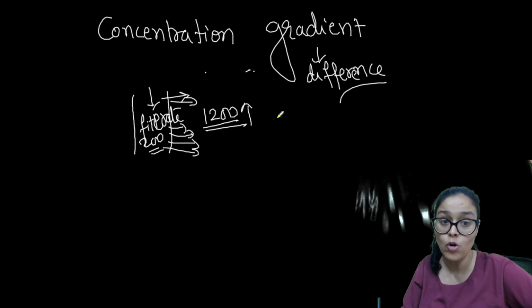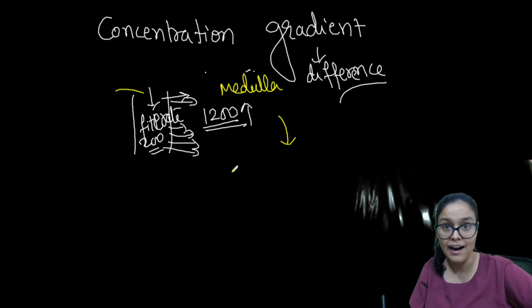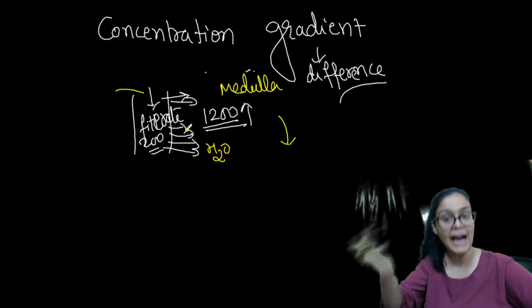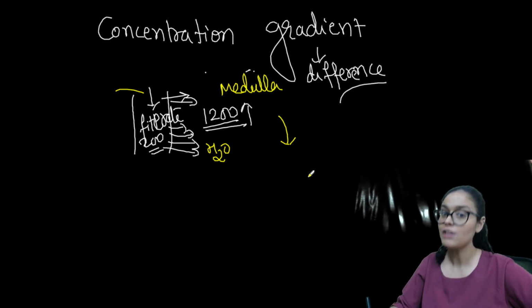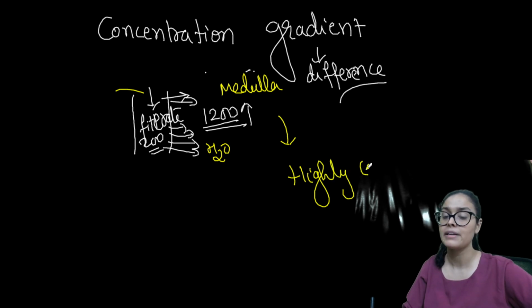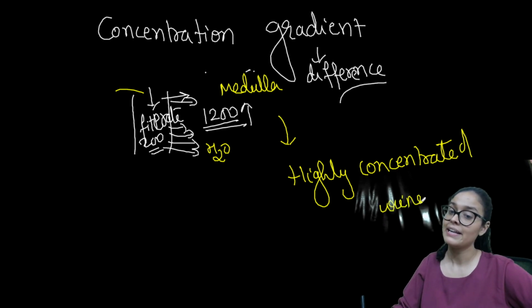So why this concentration gradient is maintained between medulla and filtrate? तो बच्चा ये इसलिए किया जिससे कि huge amount of water can be reabsorbed back in the body fluid, and concentrated urine, highly concentrated urine can be formed. How much concentrated? 4 times. So highly concentrated urine is released.